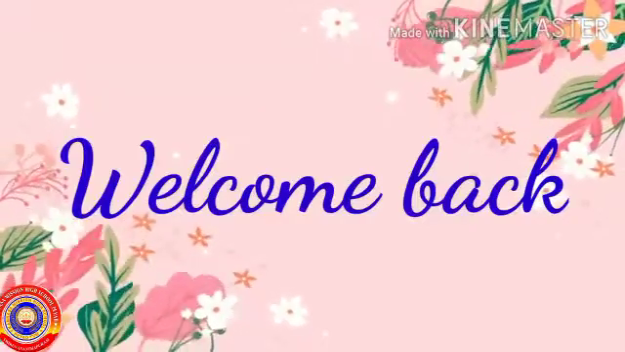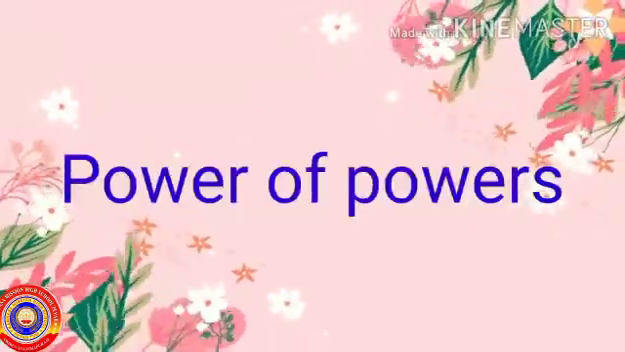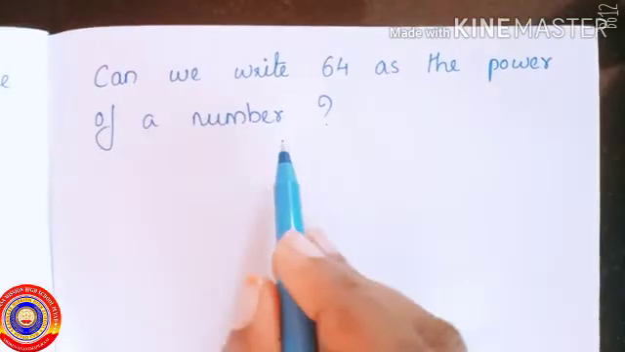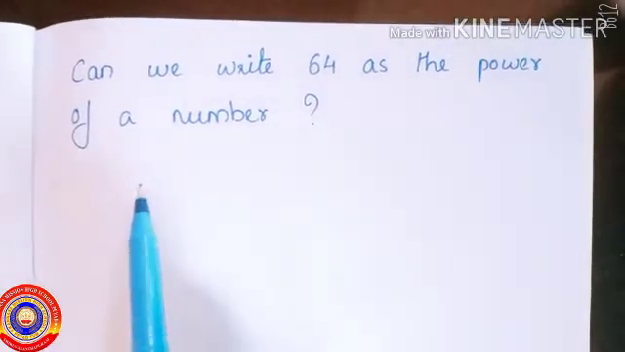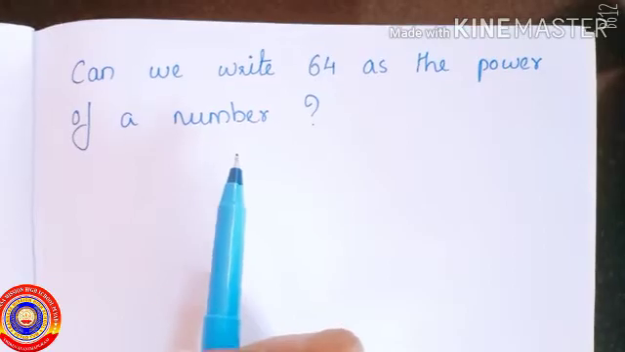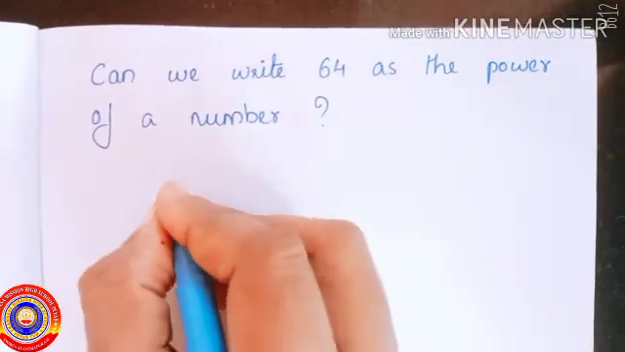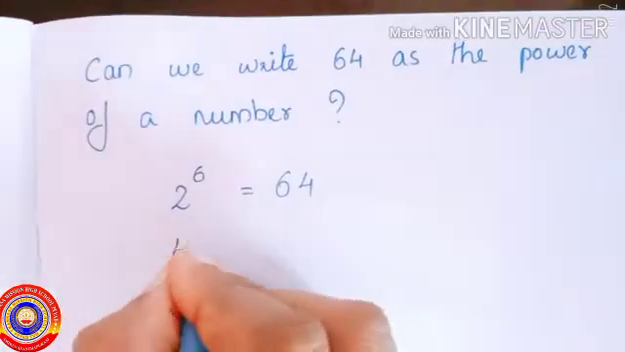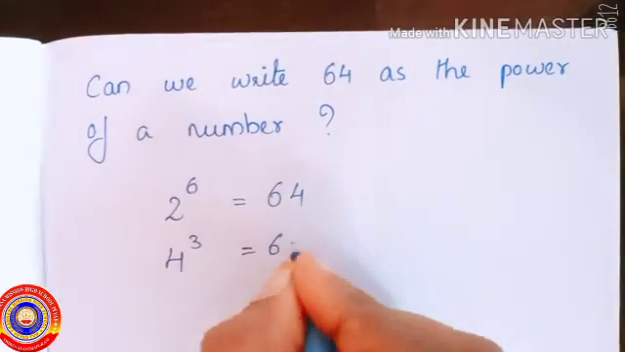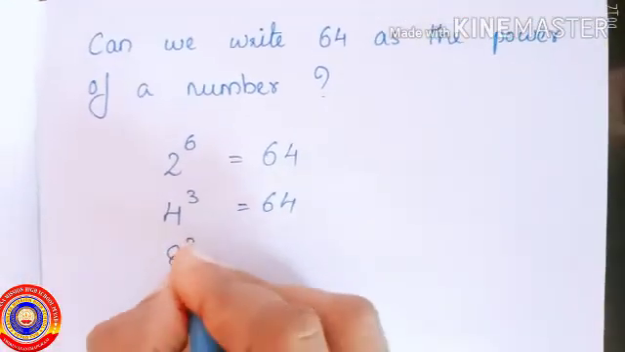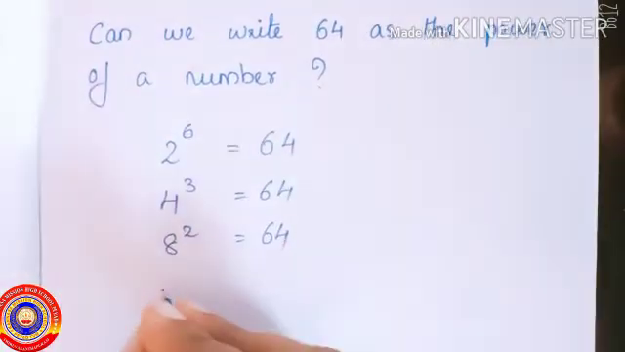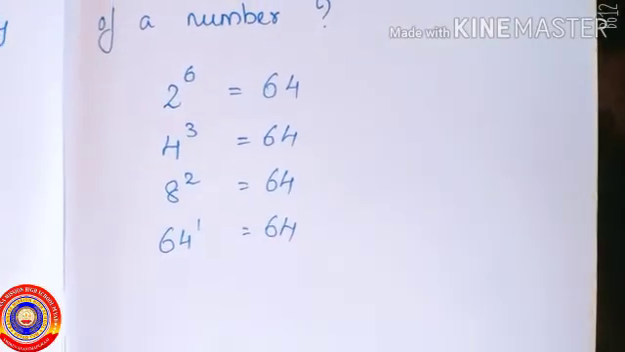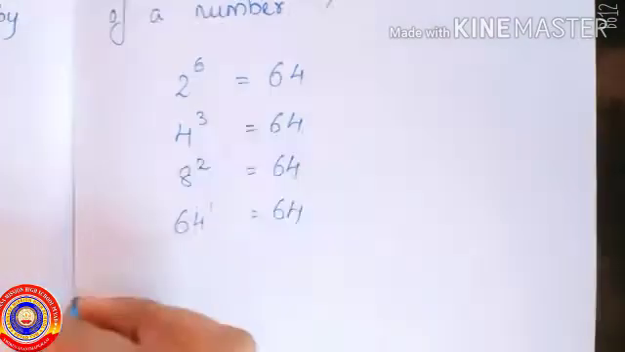Today, we are going to learn about the power of powers. Can we write 64 as the power of a number? In many ways, we can write the power of this number, like 2 raised to 6, which is 64. Then 4 raised to 3 is again 64. Then 8 raised to 2 is also 64. Then 64 raised to 1 is 64. Just like this, we can write the powers of other numbers also.